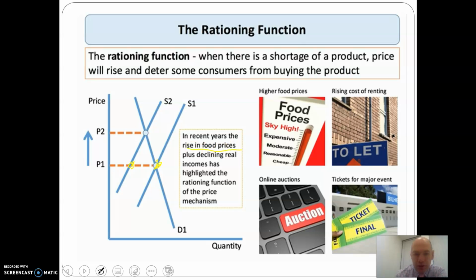food prices have risen in recent years. And with declining incomes, who's going to get the goods? Well, it's going to be those who are prepared to pay more. So in terms of the rising cost of renting, again, who's going to get the better houses and flats? Well, it's going to be the people who are prepared to pay more. Who wins the eBay online auctions? The people prepared to pay more. Okay, so price has a rationing function.